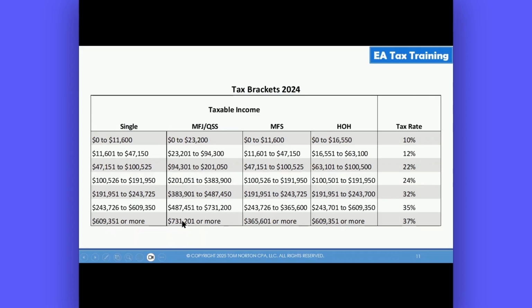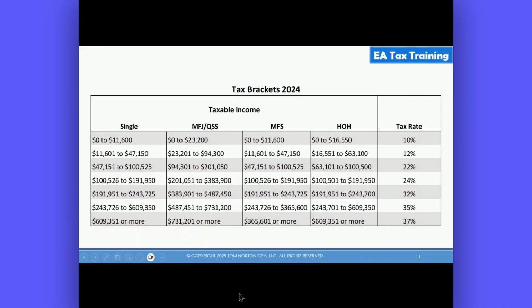Even if you make $731,201 or more, your first $23,200 is still going to be taxed at 10%, this next amount at 12%, and so forth. It does not automatically throw all of your income into the highest tax bracket. Think of the tax brackets as buckets, and your money is sitting in each bucket. All of the money in that bucket is going to be taxed at that tax rate, no matter how many buckets you have. It doesn't matter. Each bucket is taxed separately.